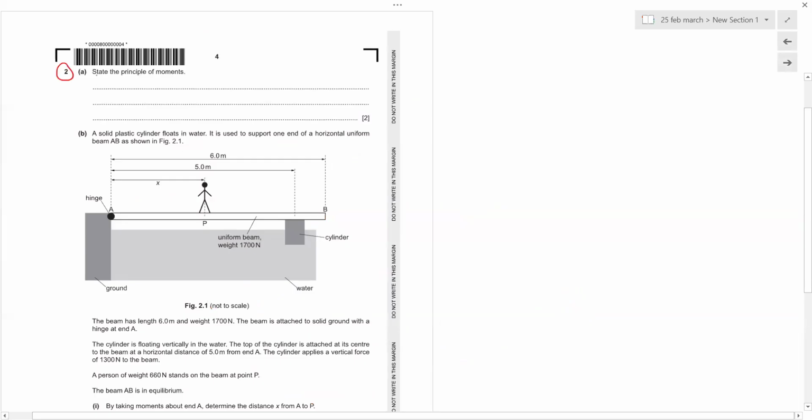Question 2 states: state the principle of moments, for 2 marks. So in rotational equilibrium, the sum of clockwise moments should be equal to the sum of anti-clockwise moments. ठीक है, I am writing it in short form, आपको नहीं लिखना है.